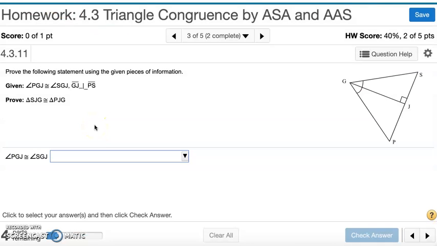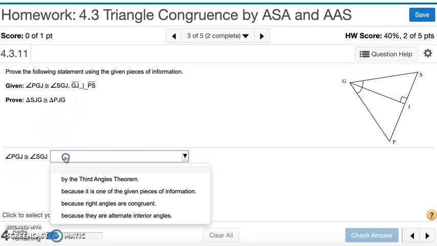Number 3. Prove the following statement using the given pieces of information. So we're given the angles PGJ and SGJ are congruent, and we're given GJ is perpendicular to PS. And we're trying to prove that triangle SJG is congruent to triangle PJG. So these two are congruent because we're told that it's given.